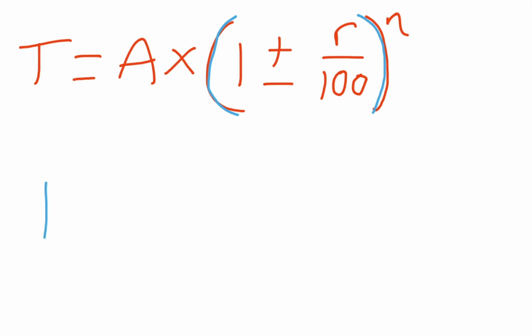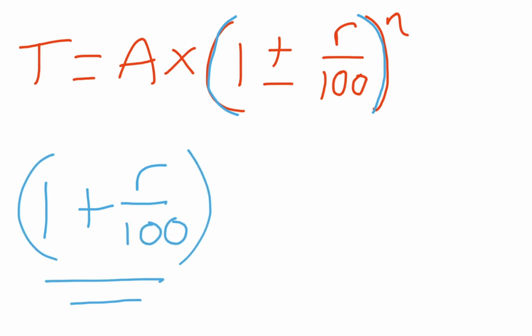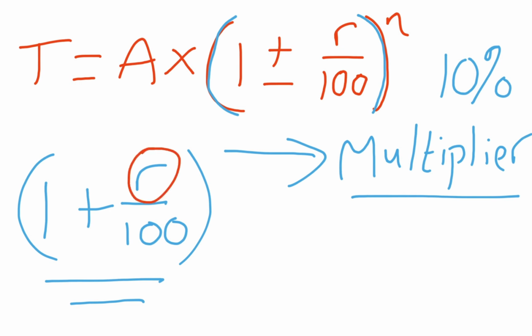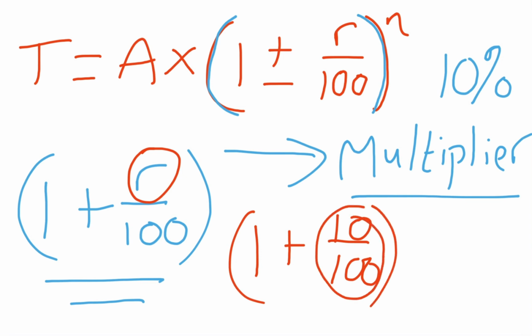So let's work on the plus at the moment. So 1 plus R over 100 in brackets. This is the most important thing in the entire formula. The reason is because the bracket represents the multiplier. As we know, the word multiplier sounds like multiply. If I was to say that we are at an increase of 10%, we can replace the R with 10. So we've got 1 plus 10 over 100. Now, as you know, 10 over 100 is 0.1. So we end up with 1 plus 0.1.